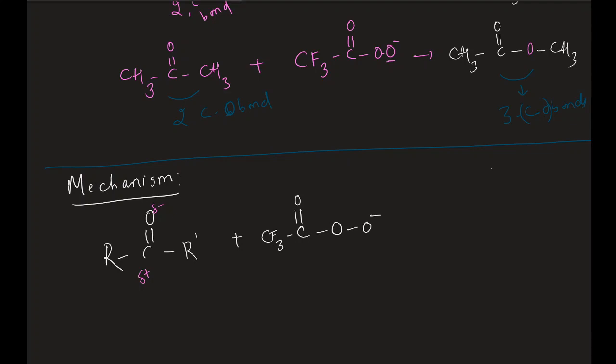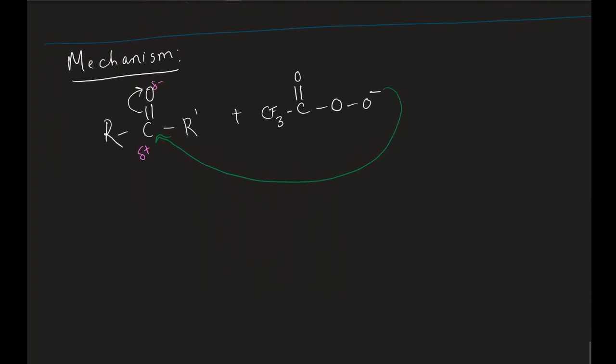So how will the reaction proceed? It will proceed by a nucleophilic attack on this carbon atom. You all agree? Right? And obviously that will push the pi electron towards the oxygen. So the intermediate that you will be forming is going to be R-O-O.